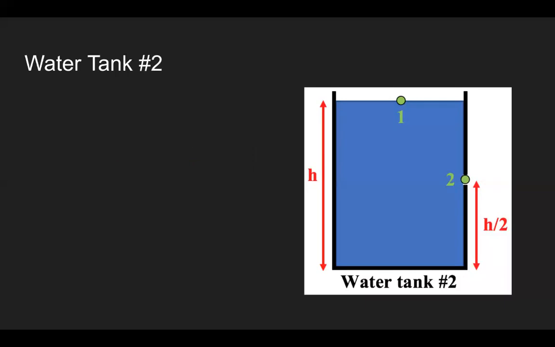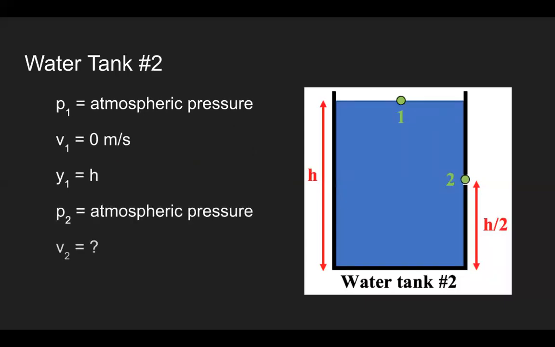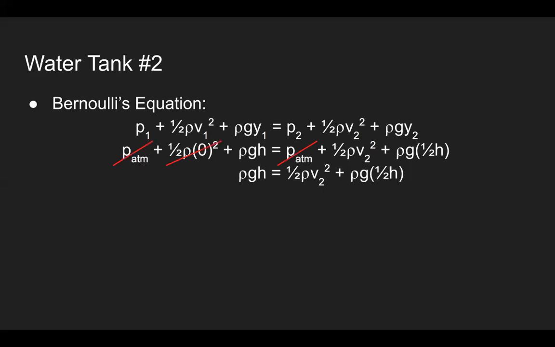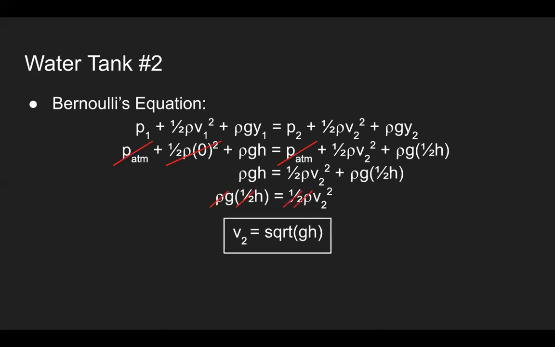We repeat the same process with water tank number 2 as we did with the first one. As we see here, everything is basically the same, except the height is now 1/2 of the original height for point 2. We can use Bernoulli's equation again and solve for the velocity at the hole. And for water tank number 2, the velocity is the square root of gh.